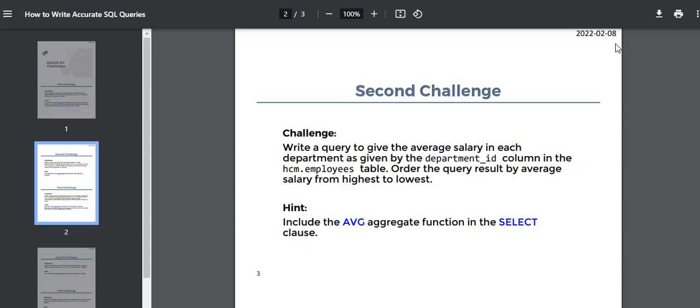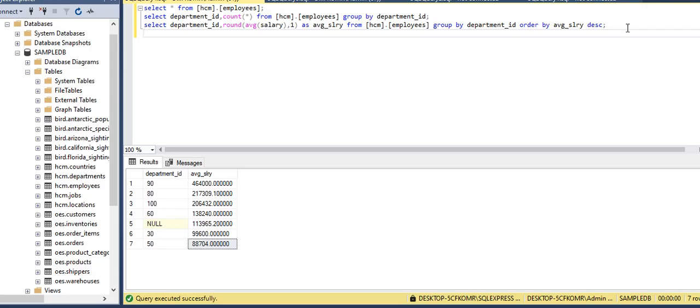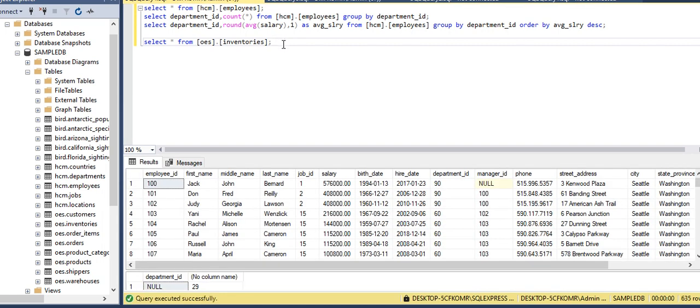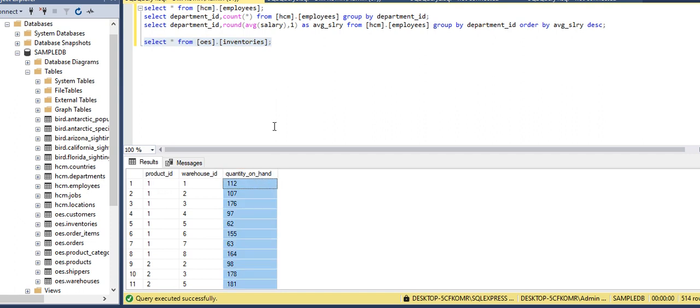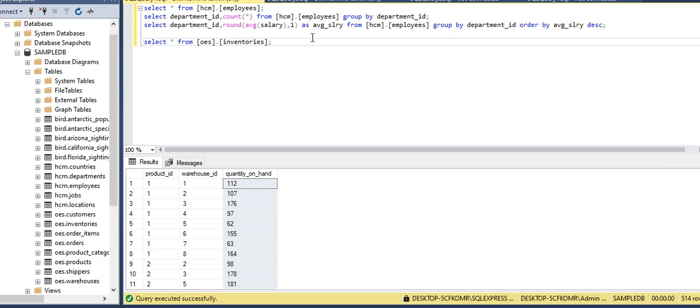Later, what is the next challenge? Third challenge: write a query to give the total number of products on hand at each warehouse as given by the warehouse ID column in the inventories table. Let's see. Select star from inventories. Here is quantity on hand. What is he asking? Total number of products on hand at each warehouse, so group by warehouse ID. We have to use sum.